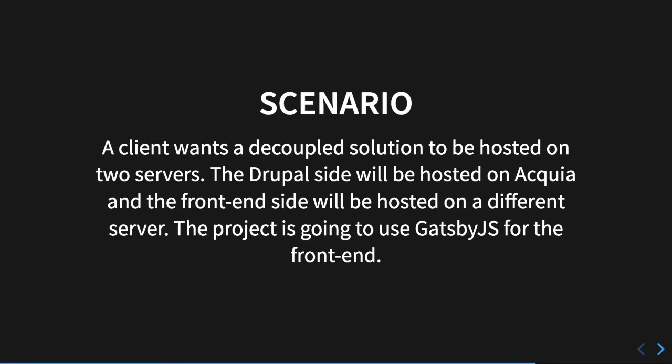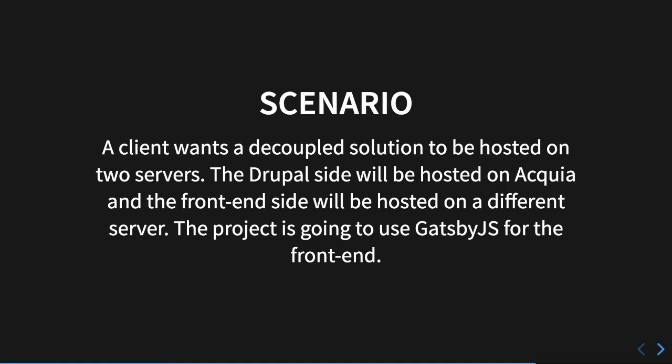For this section we're going to be trying something a little bit more complicated, but it shows off a lot of the features that Docksal has. So our scenario is that a client wants a decoupled solution to be hosted on two servers. The Drupal side will be hosted on Acquia, and the front-end side will be hosted on a different server. The project is going to use Gatsby.js for the front-end. Now, you could replace Drupal with WordPress and Gatsby with any React or any Node-based front-ends. These are just the ones I chose because they're the ones I'm most familiar with.